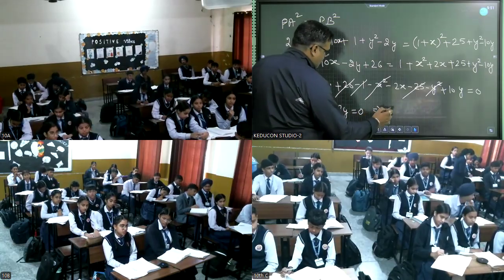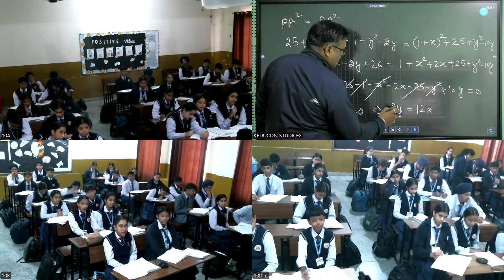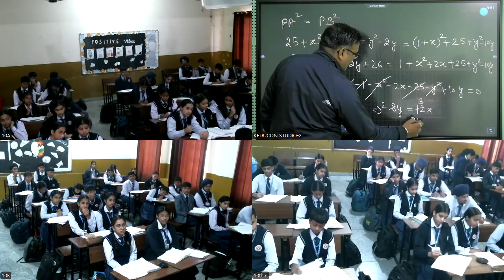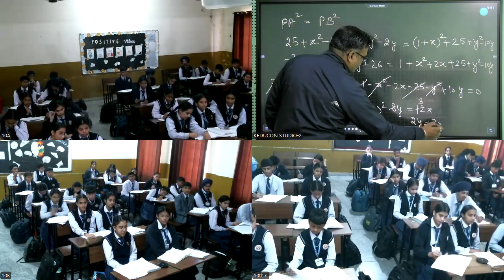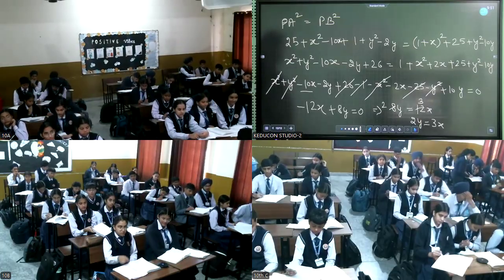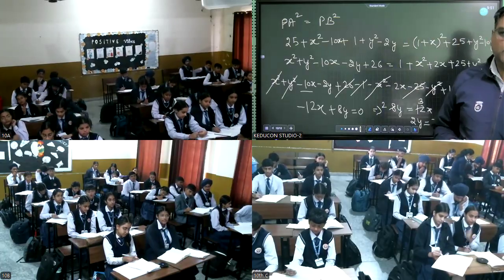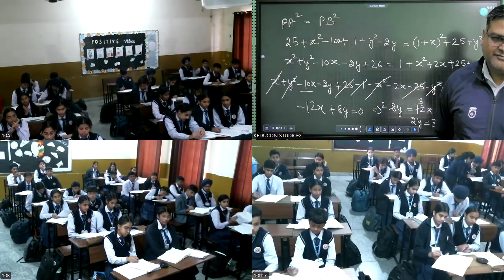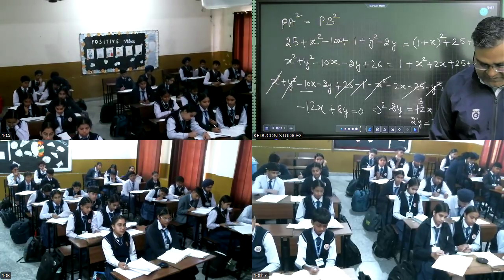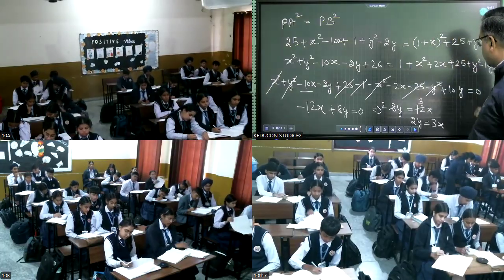यहाँ से क्या हो जाएगा बच्चों? 8y इक्वल टू, ये कैंसिल हो गया, 4 2 सा 4 3 सा, तो रिलेशन विल बी 2y equal to 3x. Is it clear to everyone? Yes. Any student who have not understood, please raise your hand. सबको समझ आ गया बच्चों? Yes. So right choice will be B choice.